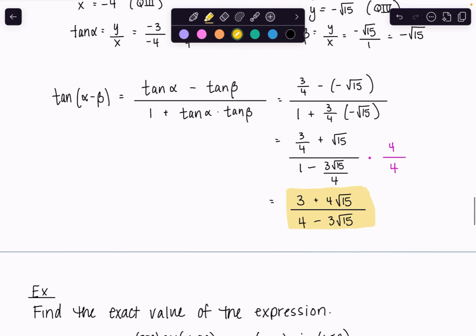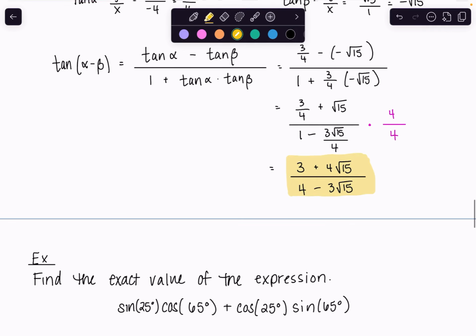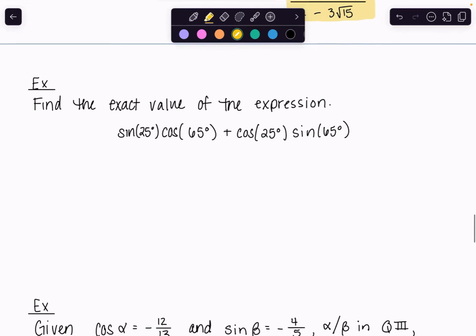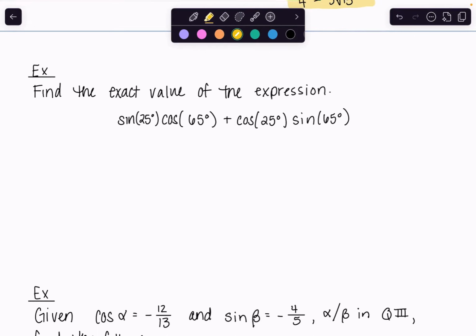Now let's try doing the opposite, where I'm given something that is expanded and I have zero idea what sine of 25 and cosine of 65 degrees are. Not a special angle in any way, shape, or form. I could plug that into my calculator, but if I want the exact value of something, that tells me it's going to simplify nicely. So what I need to recognize here is I have sines and cosines being multiplied together, and I have the same angle within each of these.